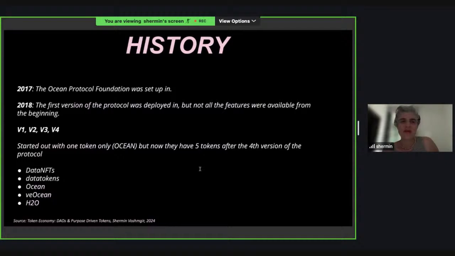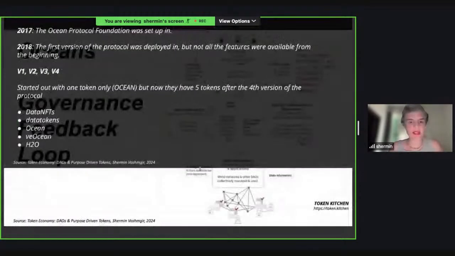It had 4 major upgrades: version 1, version 2, version 3, and version 4. If you're interested in the details of what changed across the versions, it is analyzed in more detail in the book DAOs and Purpose-Driven Tokens. What is really interesting in the history of Ocean Protocol is that they started out with 1 token only, the Ocean token. Today, they have 5 tokens after version 4: the data NFTs, data tokens, Ocean, the original Ocean token, veOcean, and H2O. And we will analyze all 5 tokens in detail a bit later.